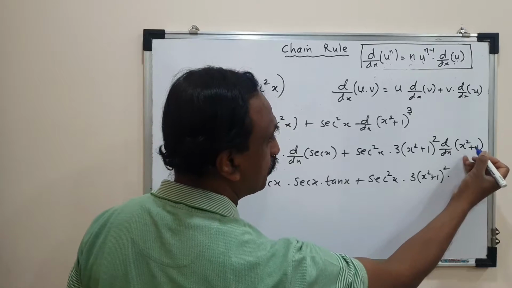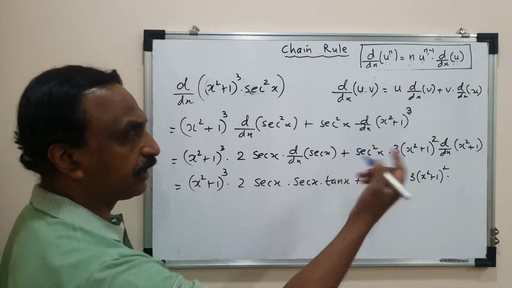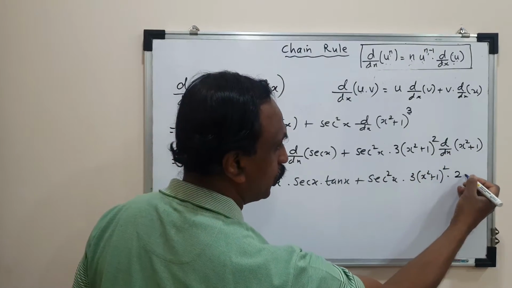Now the sign between them is plus. So if it is plus, directly you can apply each one. Derivative of x square, 2x.